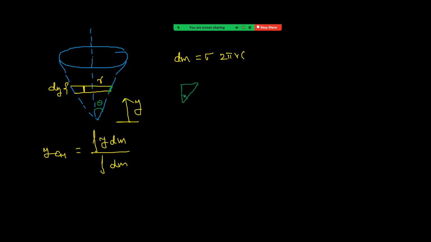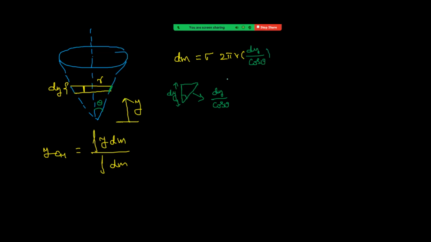This angle is theta. This length is dy. Now this length is how much? That length will be dy by cos theta, because when you cut into slices, we get rings. But for the rings, the edge is not vertical. That edge is slant, and that slant length is dy by cos theta. So 2 pi r into dy by cos theta.